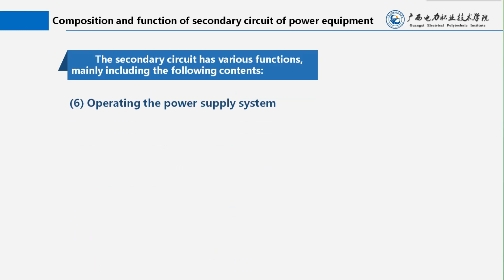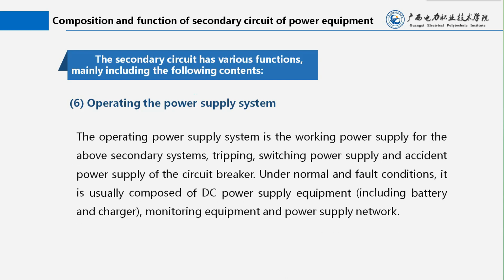6. Operating the power supply system. The operating power supply system is the working power supply for the above secondary systems, tripping, switching power supply and accident power supply of the circuit breaker. Under normal and fault conditions, it is usually composed of DC power supply equipment, including battery and charger, monitoring equipment and power supply network.